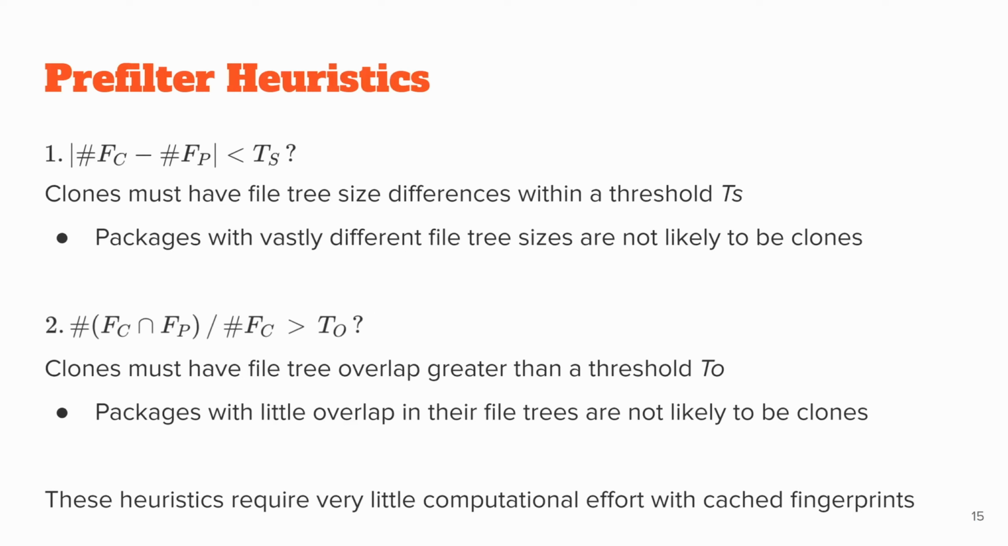The first heuristic captures that clones must have file tree size differences within a given threshold. And this is because packages with vastly different file tree sizes are not likely to be clones of each other. The second heuristic captures that clones must have file tree overlap greater than a given threshold. And this is because packages with little overlap in their file trees are not likely to be clones. These heuristics require very little computational effort with cached fingerprints, as is how the pre-filter is constructed.